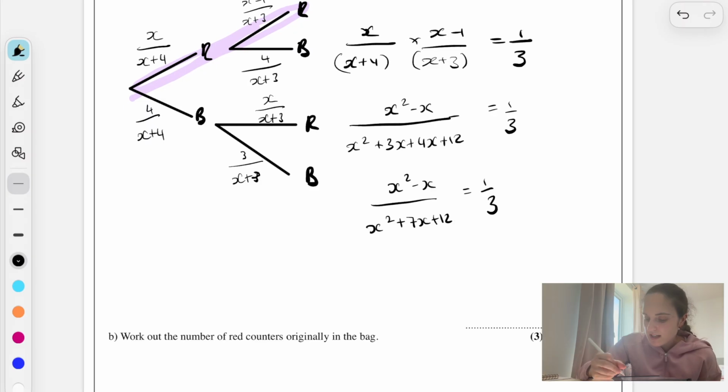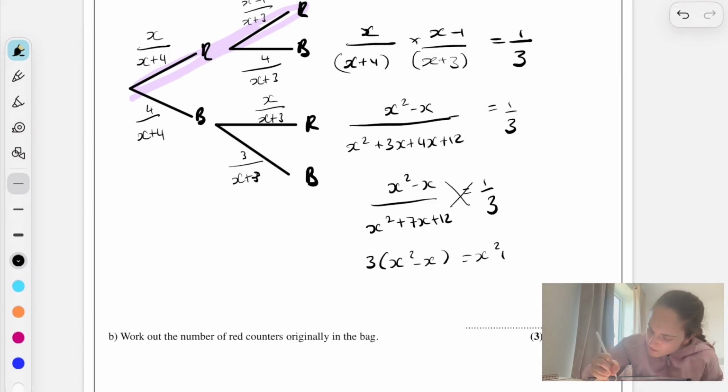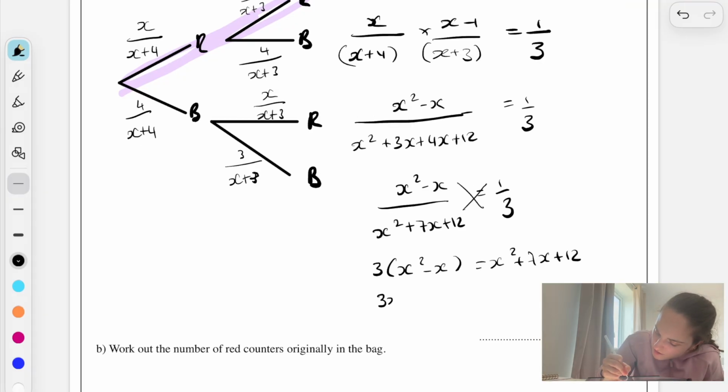So to deal with this, we need to cross multiply. So I'm going to cross multiply to get rid of the fractions. So it's going to end up being 3 bracket x squared minus x equals x squared plus 7x plus 12. So now if I expand the brackets, we get 3x squared minus 3x equals x squared plus 7x plus 12.